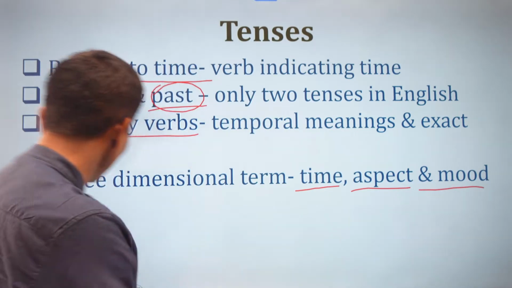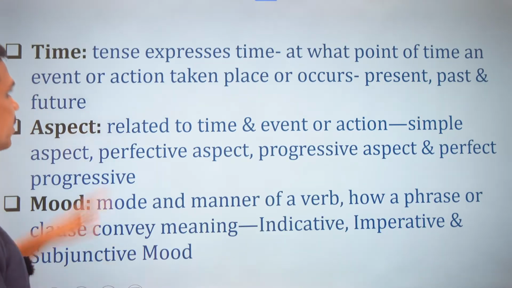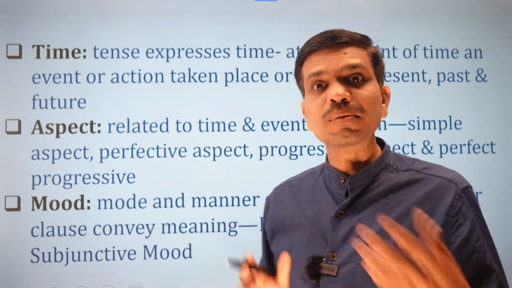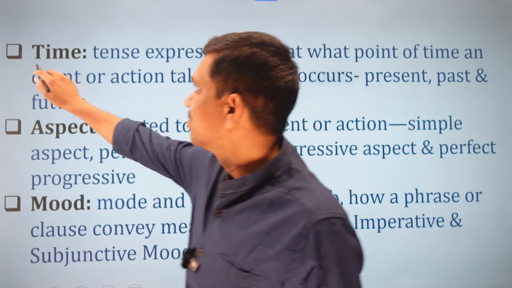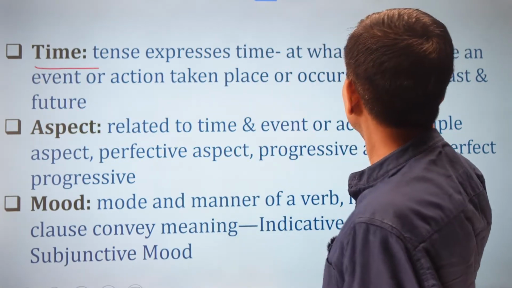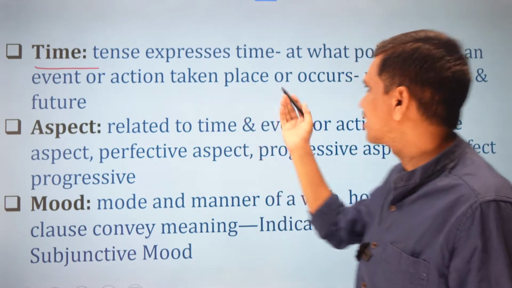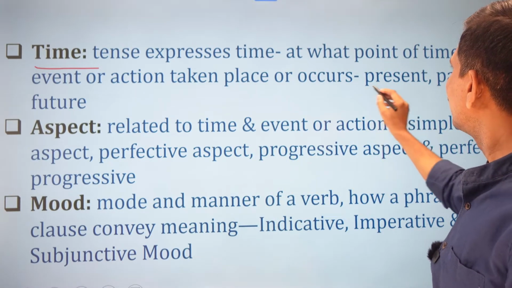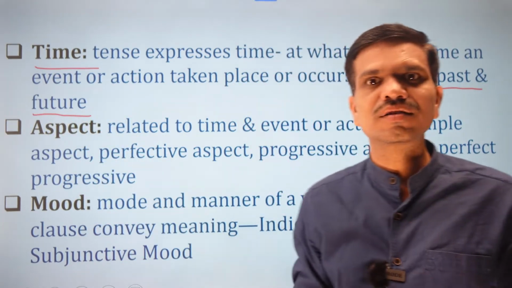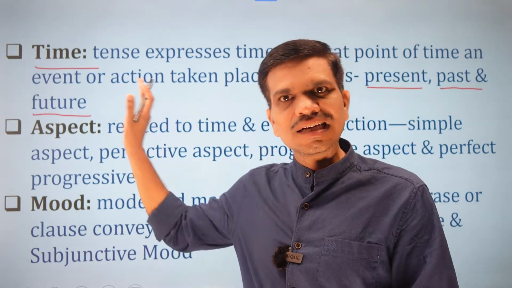So let's move next. Here first let's understand these terms. These terms are important to know the formation of tenses. Here we have time. Time is general: the tense expresses at what point of time an event or action takes place or occurs. Then we have present, past and future. So these three are time frames and they are related to time.